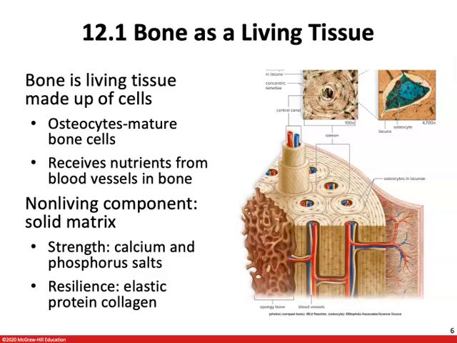Now the structural unit of compact bones is called an osteon. That would be like this portion right here. It's an osteon. Now the osteon is going to consist of osteocytes, which are just mature bone cells, and they're going to be arranged in concentric rings around a central canal. So it kind of looks like the rings of a tree, but a whole bunch of them.